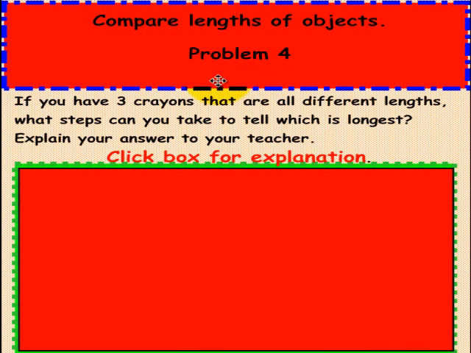Problem 4. This is the last problem. Question. If you have 3 crayons that are all different lengths, what steps can you take to tell which is longest? Explain your answer to your teacher. Please pick up a pen to pause this video now. Then place the pen back in the tray and we will provide you with an answer.